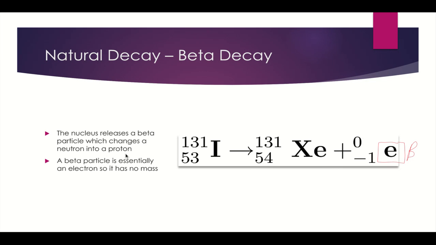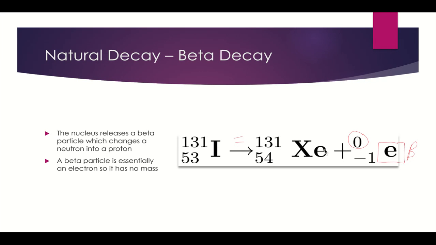Now, like I said, a proton is going to be formed from a neutron. So a neutron turns into a proton. Protons and neutrons have the same mass, so the mass is not going to change. You can see here that iodine 131 undergoes beta decay. So the mass of my new element, xenon, is still going to be 131 because my beta particle has no mass, and a proton and neutron have the same mass.